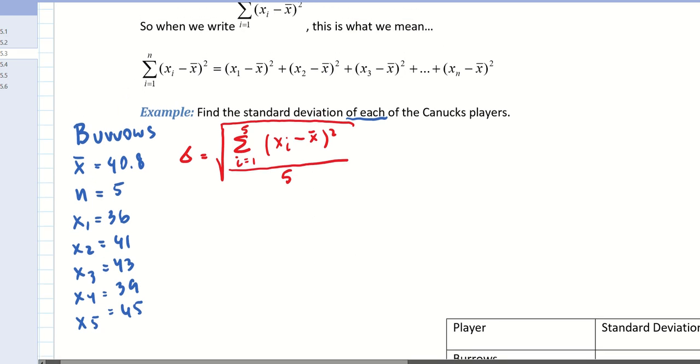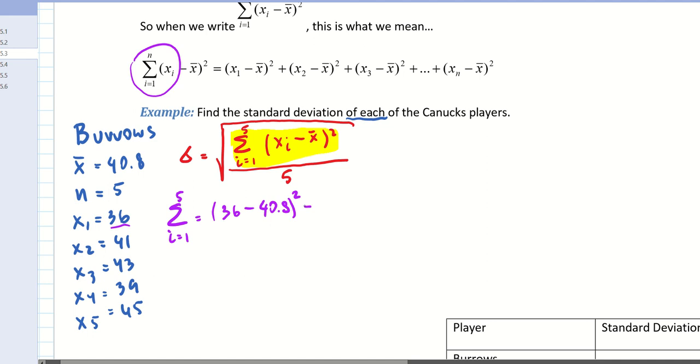We're going to plug in the values into here. Now, before we plug it into the square root part, let's just do the part that's under the square root. Let's just do the sum. Let's just do this part first, write it out on the outside, and then plug in the square root and the 5. So let's do the sum first, because that takes quite a bit of work. Okay, so x1 is going to be this number right here. So you're going to plug in 36 minus the x bar, which is the average, which is going to be minus 40.8, and square it.